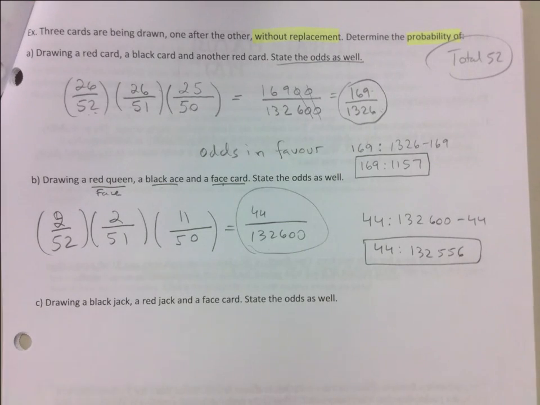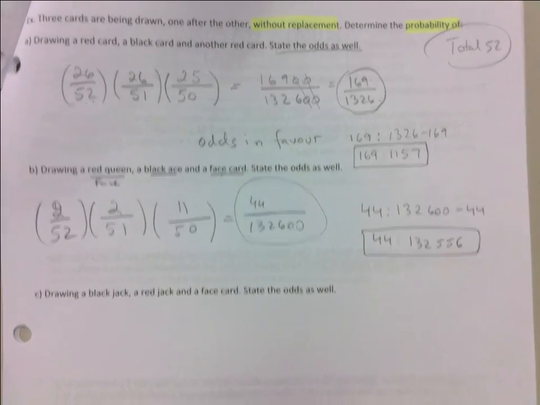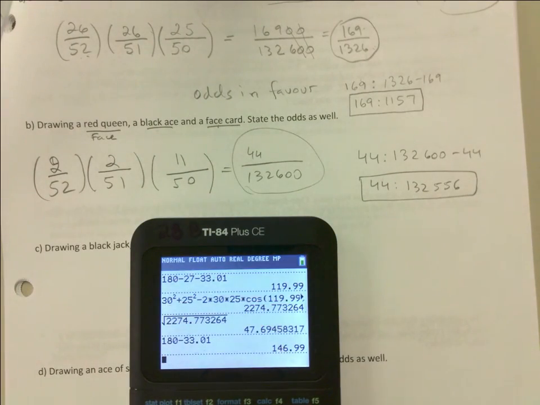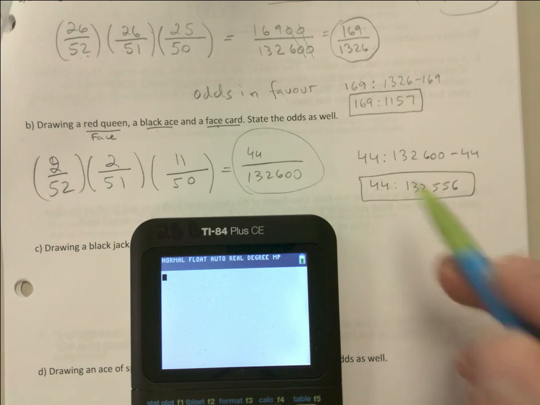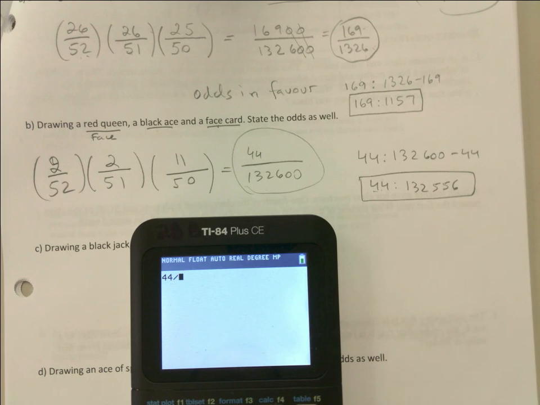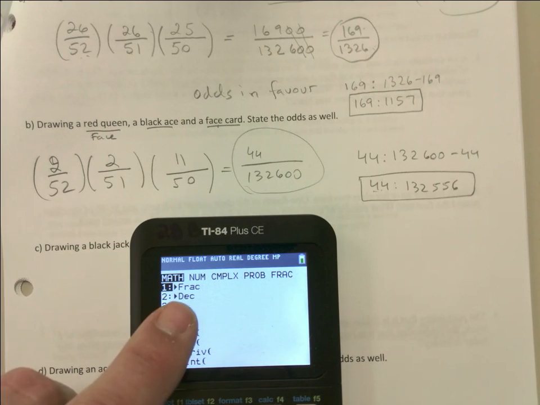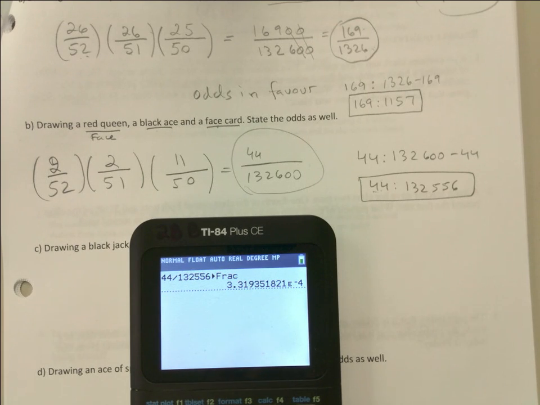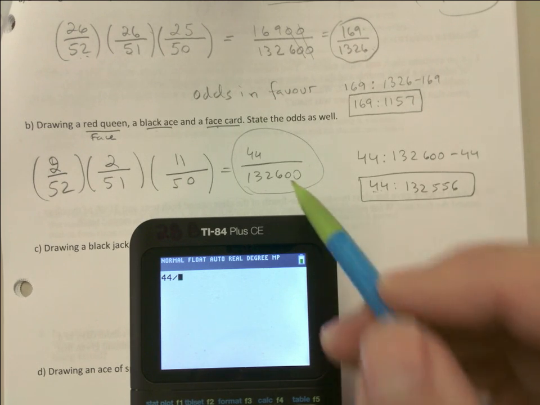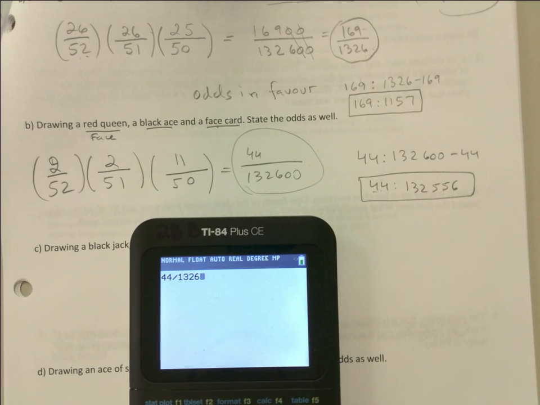And let's say this is a multiple choice and you're stuck and you're like, how do I reduce this? I hope you remember. If you want to reduce odds, always write the smallest first, and then divide it by 132,556. And then you go math, fraction, and what happened there? It couldn't do it. I'll try to reduce the math, fraction.